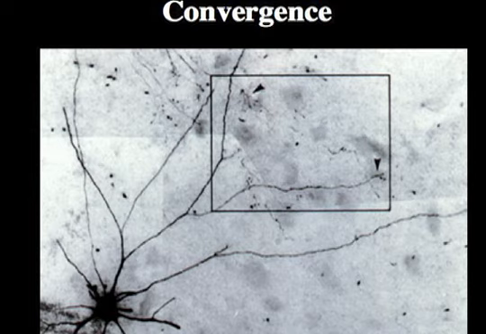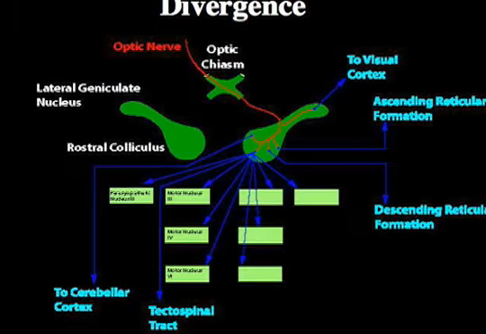And one of the hallmarks of motor pathways is that they are convergent. Motor pathways are almost always convergent. They take information from all over the place and they converge down to a single output pathway. The opposite of that is divergence, a single sensory input pathway that diverges out to a whole lot of other pathways.